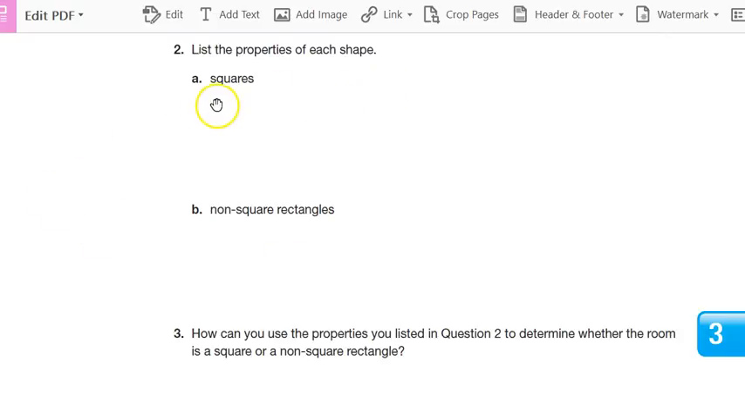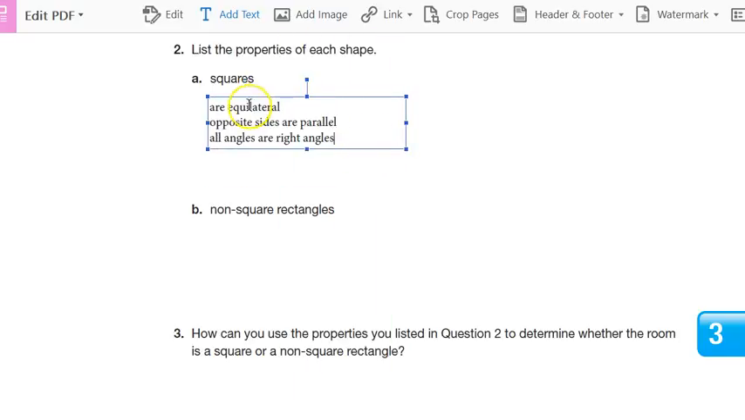So the properties of each shape, well, squares, what do they have? Squares are equilateral, right? Which means the lengths of the sides are all equal. And the opposite sides are parallel. And then finally, all the interior angles are right angles. Those are the properties of squares. Also, they have four sides. That's another thing, too. Quadrilaterals.